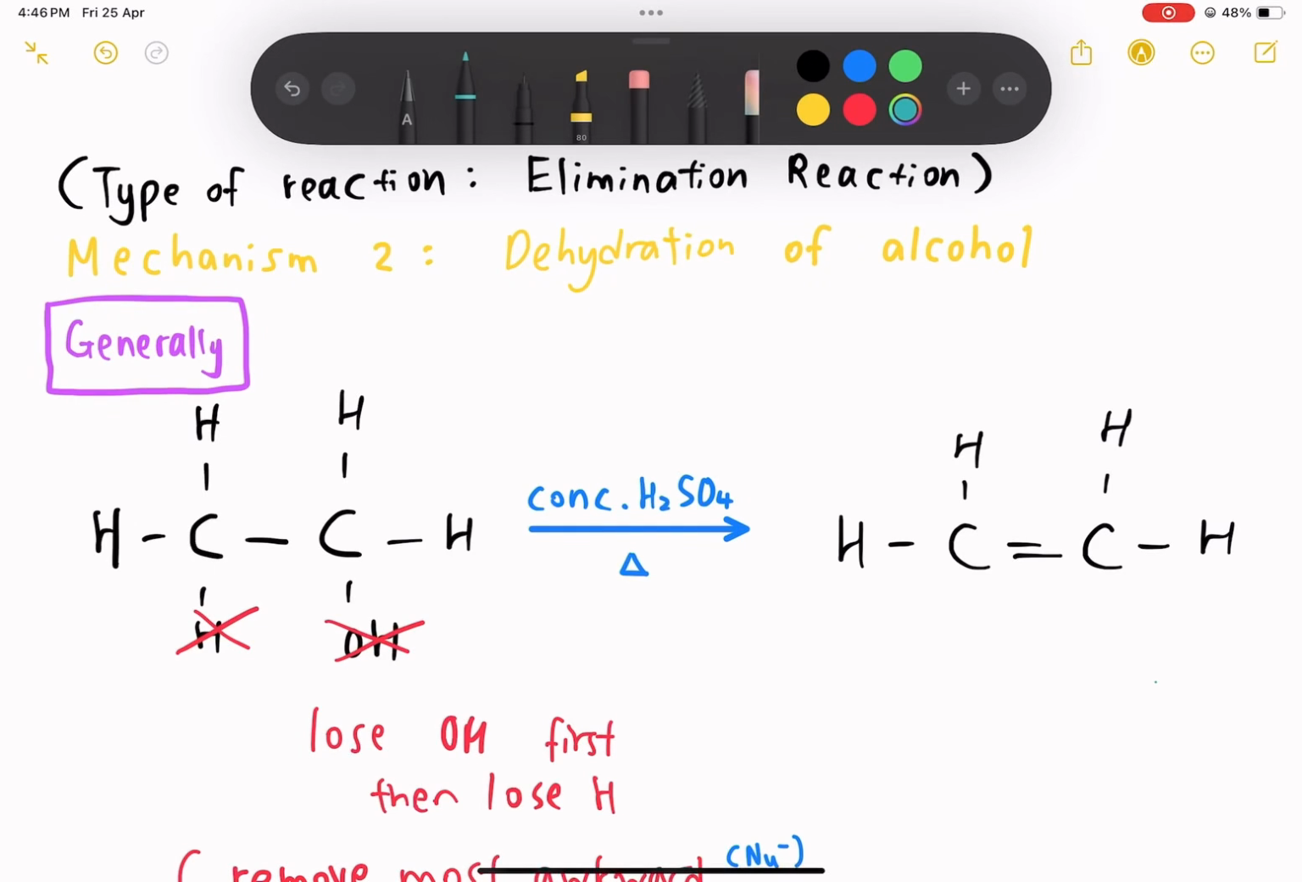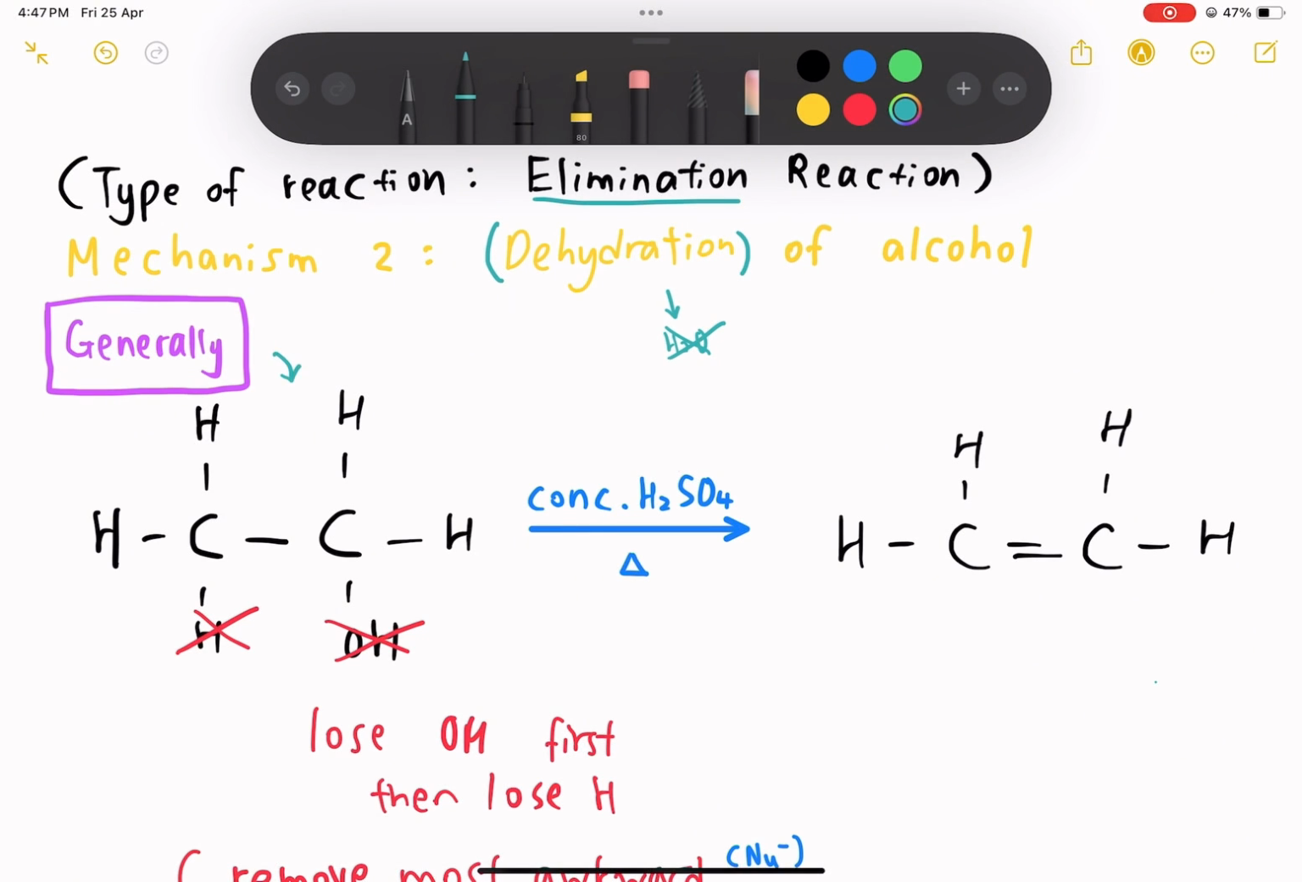Good morning everyone. So today we are going to look at the second mechanism, which is known as dehydration of alcohol. It is a type of elimination reaction. So elimination means that you want to remove something. And dehydration means that you want to remove a water molecule. When you remove a water molecule from alcohol, it will become an alkene.